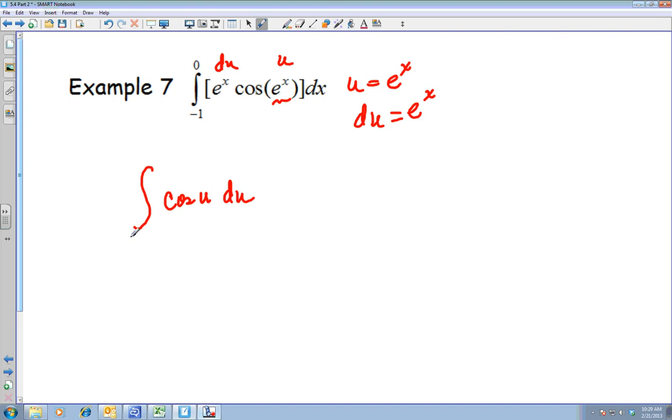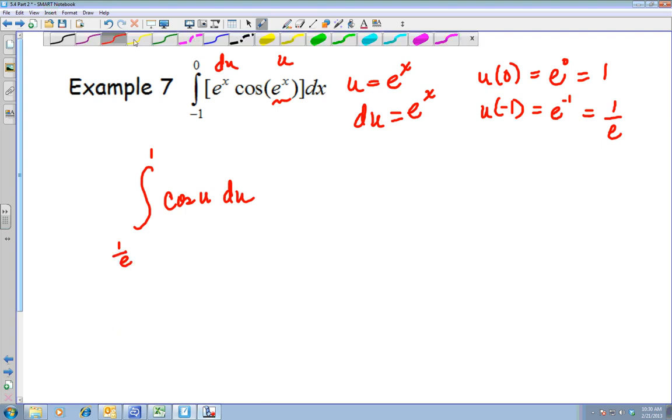So I need to find my new upper and lower limits. So I'm going to plug in 0 for my x. So e to the 0, and anything to the 0 power is 1. So my new upper limit is 1. I'm now going to plug in negative 1. So when I plug in negative 1, I get e to the negative 1. You can leave it like that, or I always write it as 1 over e.